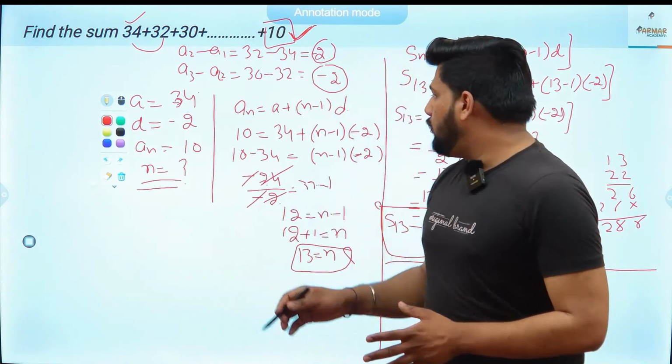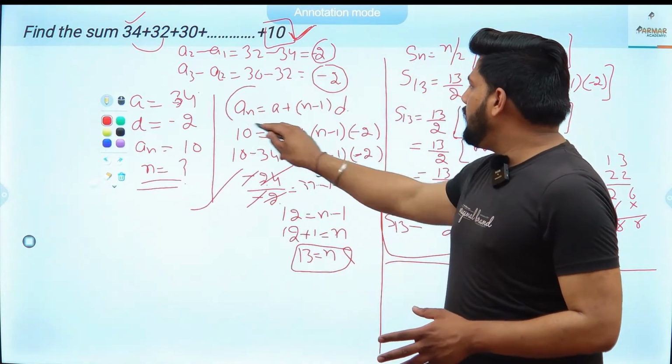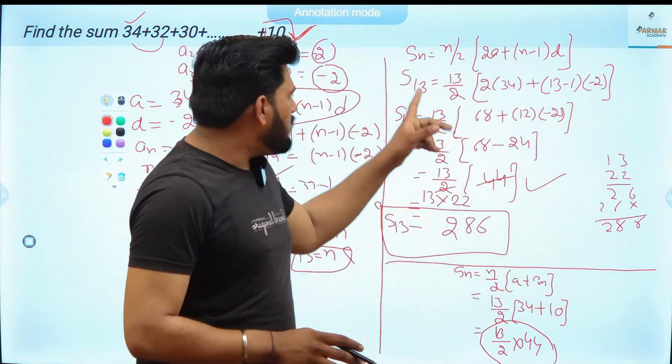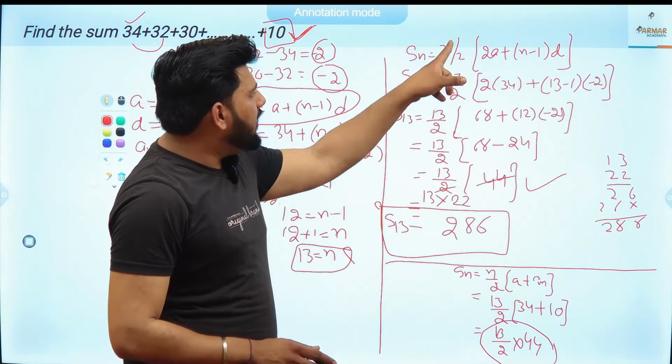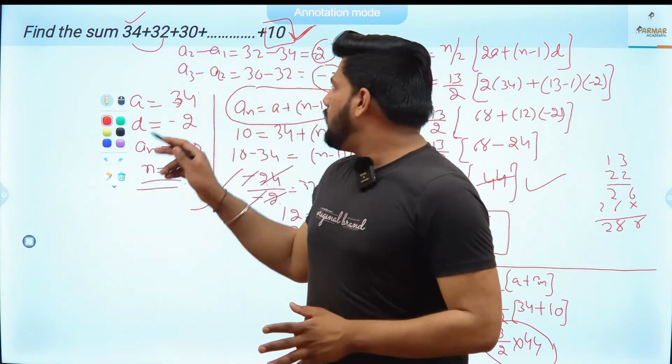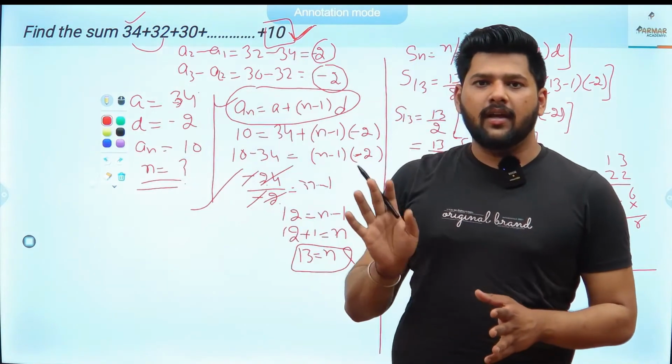But we have to use this basic formula to find the value of n, because in both of these formulas we need n. So we have to use this formula first of all to find the value of n.